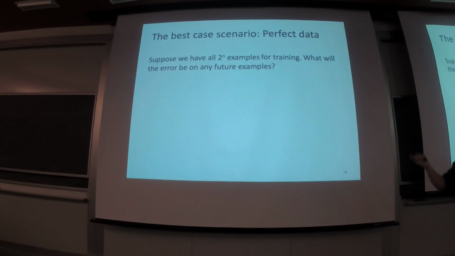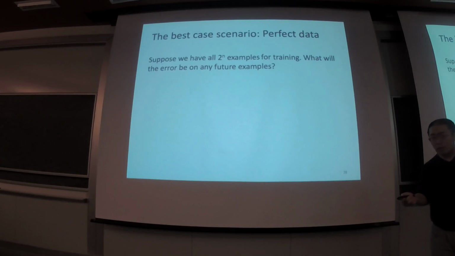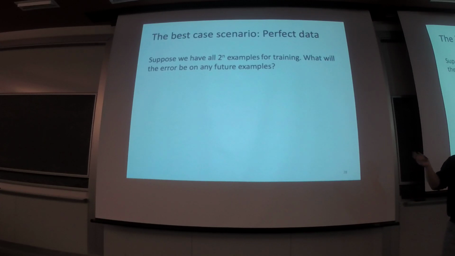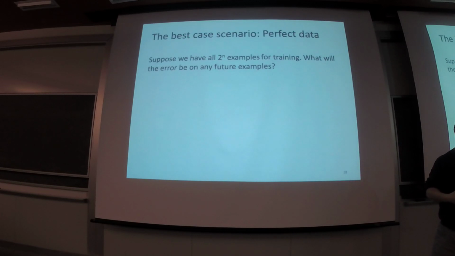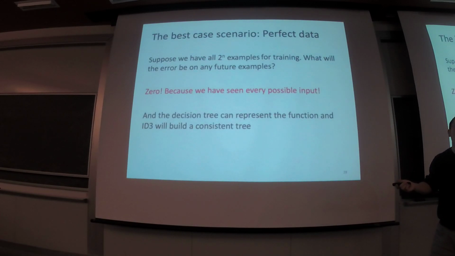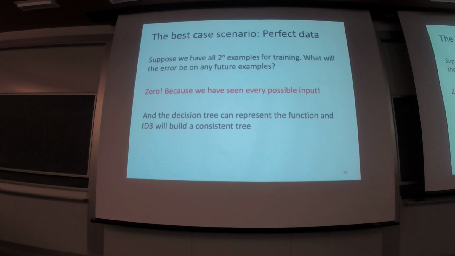So now, because I have used all possible examples in the instance space to train the decision tree, if I use any example from the instance space to make a prediction, the prediction error is 0. Then if I choose any test example, it belongs to this 2 to the n examples as well. So the test error will be 0, right? Because the training set consists of all possible examples in the instance space.